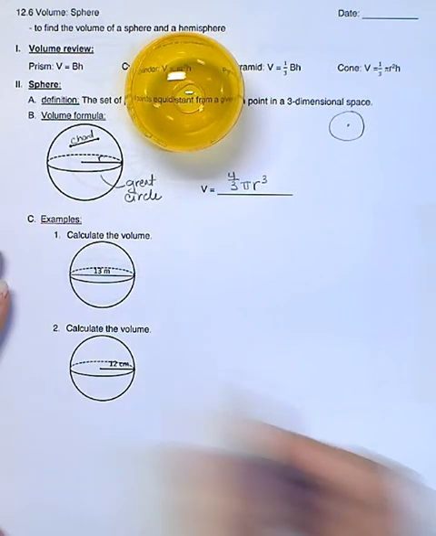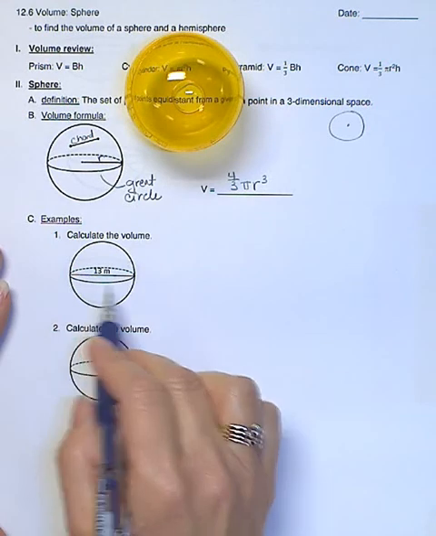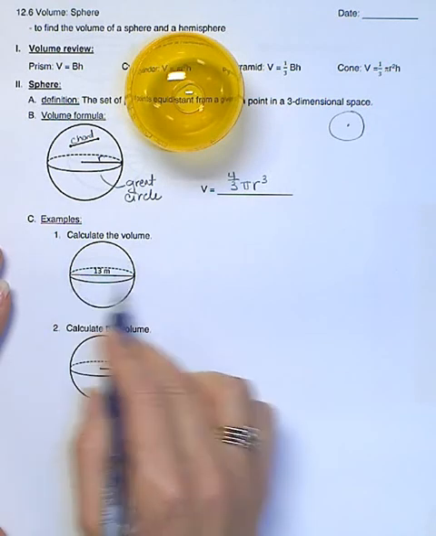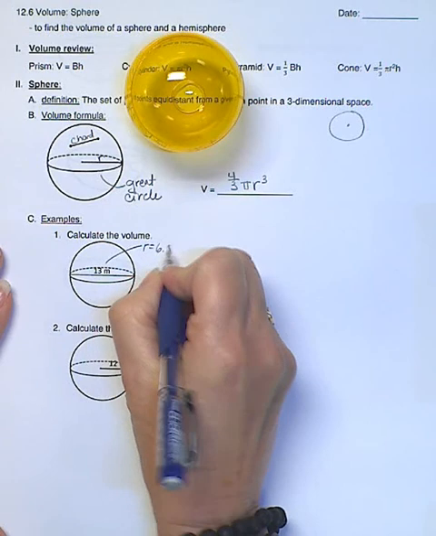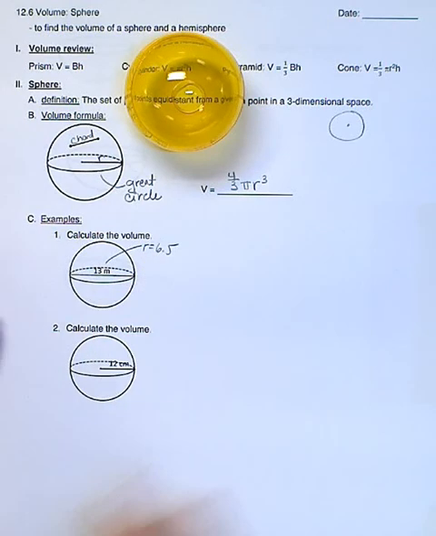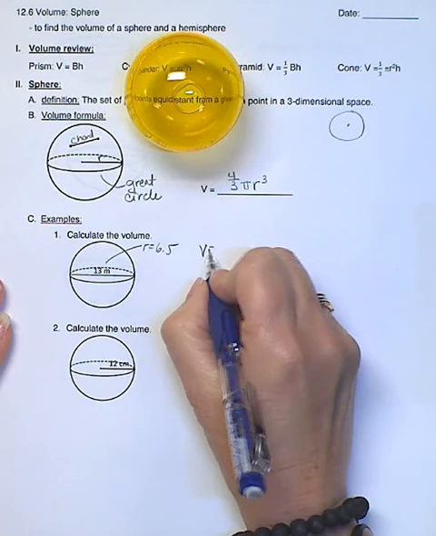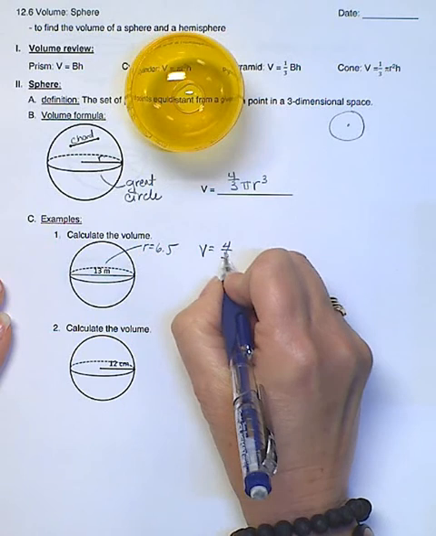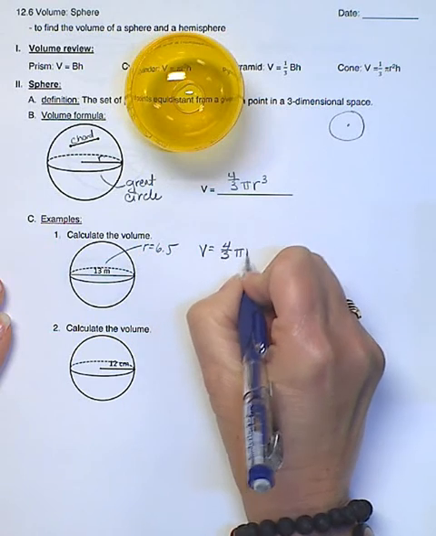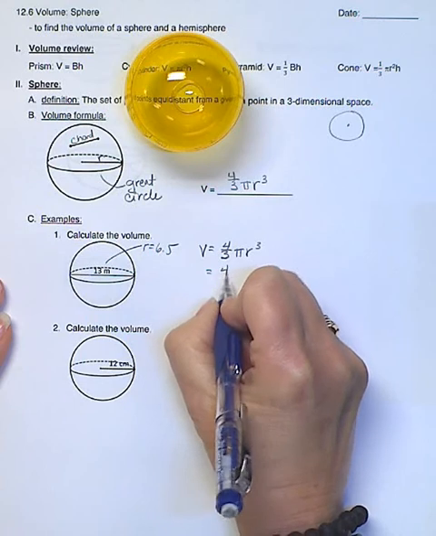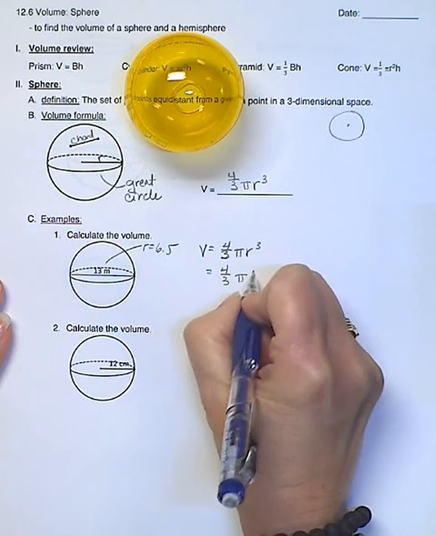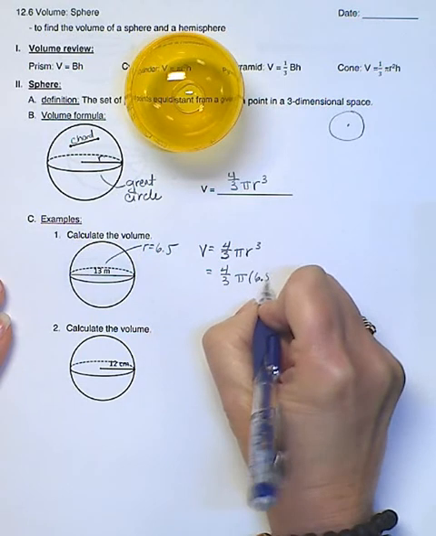So we're going to look at the volume of this sphere, and the first thing we notice is it's the diameter. The formula requires the radius, so we need to make sure we cut the diameter in half and get our radius. Volume of a sphere is 4/3 pi times radius cubed. So we're going to do 4/3 pi times 6½ cubed.